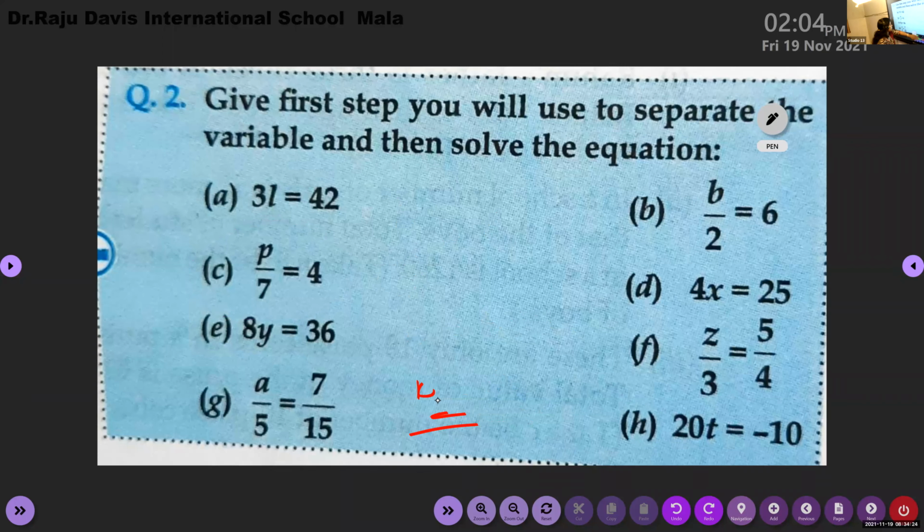Now the next one, Michelle. 8y is equal to 36. 8 into y is equal to 36. Michelle, answer it. So what you have to do? 8, which number you have to transpose to the other side?